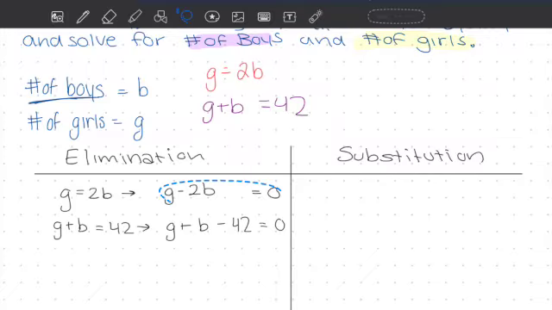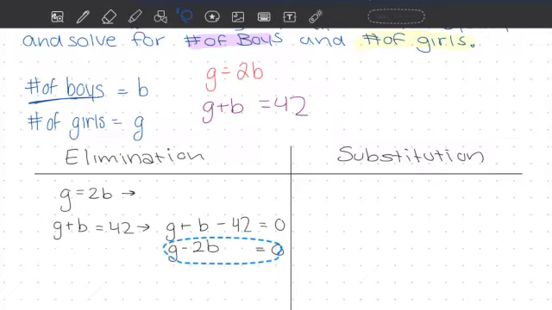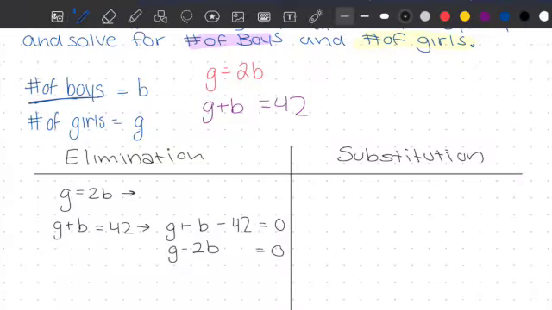You could also write this one below, it doesn't matter. So that might look a little nicer for you. Now I'm going to look at this and go, okay, I've got two options. I can either do addition or subtraction, but I need to make sure I get rid of one of my variables. So I either want to get rid of the G or get rid of the B, because I can only solve for one variable at a time. So which variable do you think I should get rid of for this one?